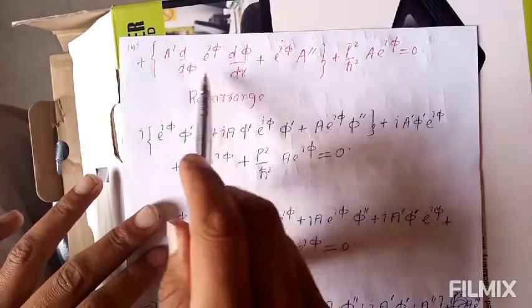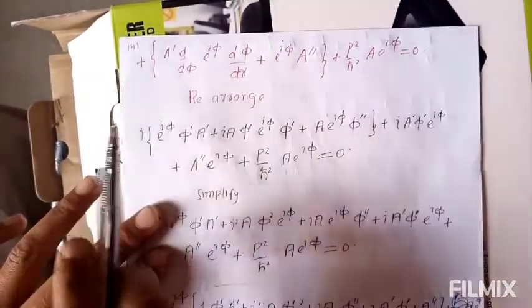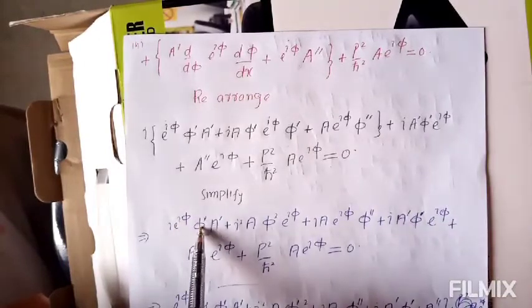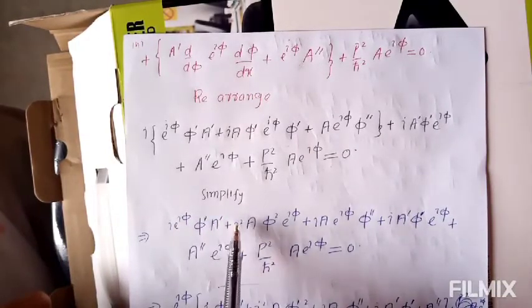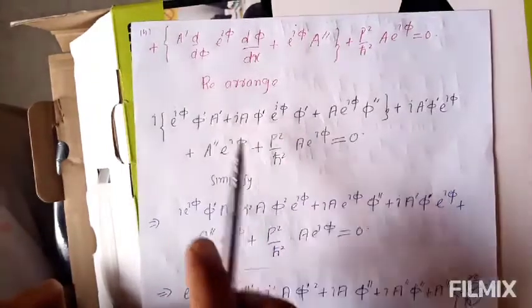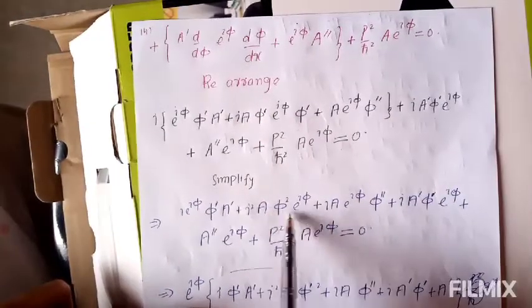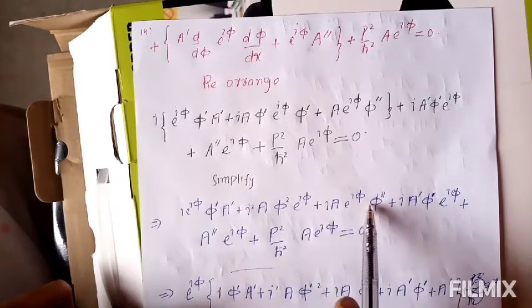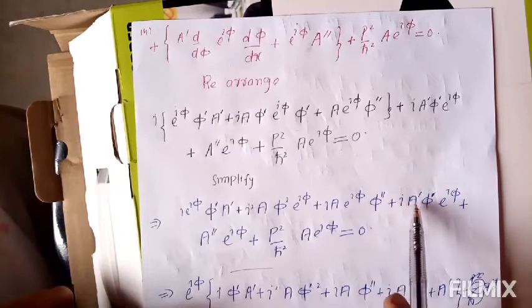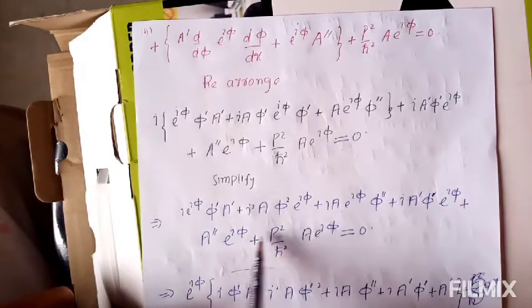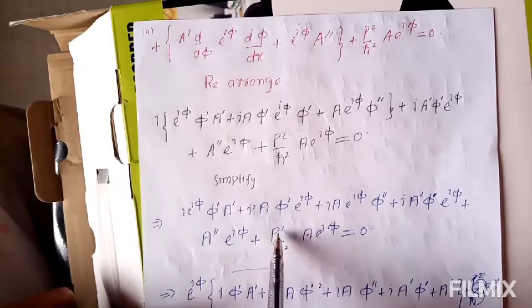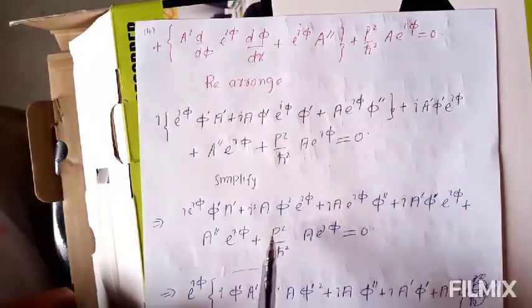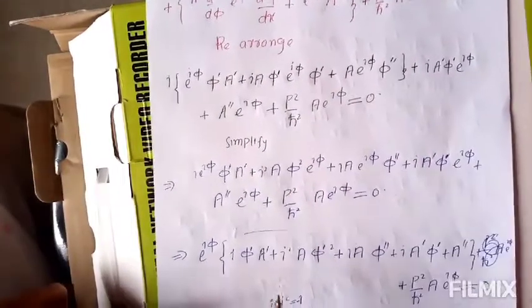I only rearrange this equation with another one. So simply now by simplification, iota e power iota phi phi dash a dash plus iota square, it will become iota square a phi dash square e power iota phi, plus iota a e power iota phi phi double dash, plus iota a dash phi dash e power iota phi, plus a double dash e power iota phi, plus p square divided by h cut square a e power iota phi is equal to 0. So I only simplify this one, only rearranging values etc.